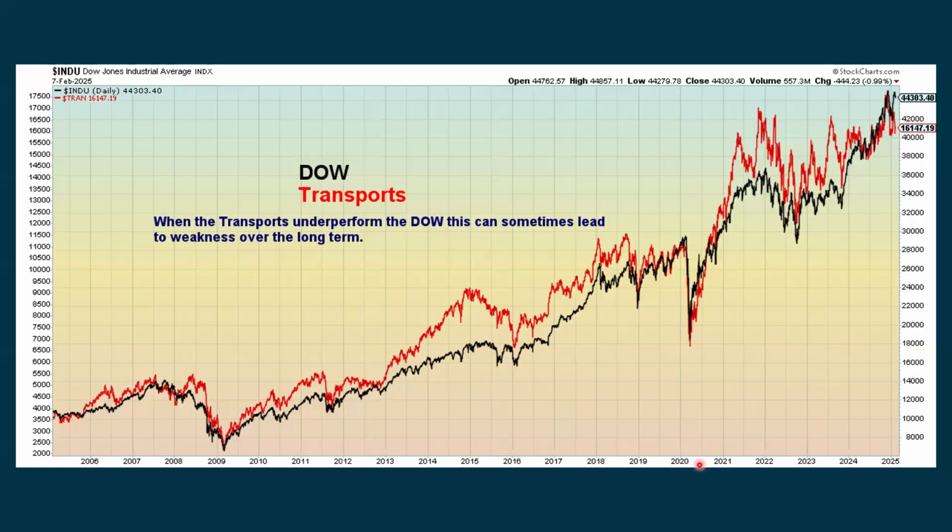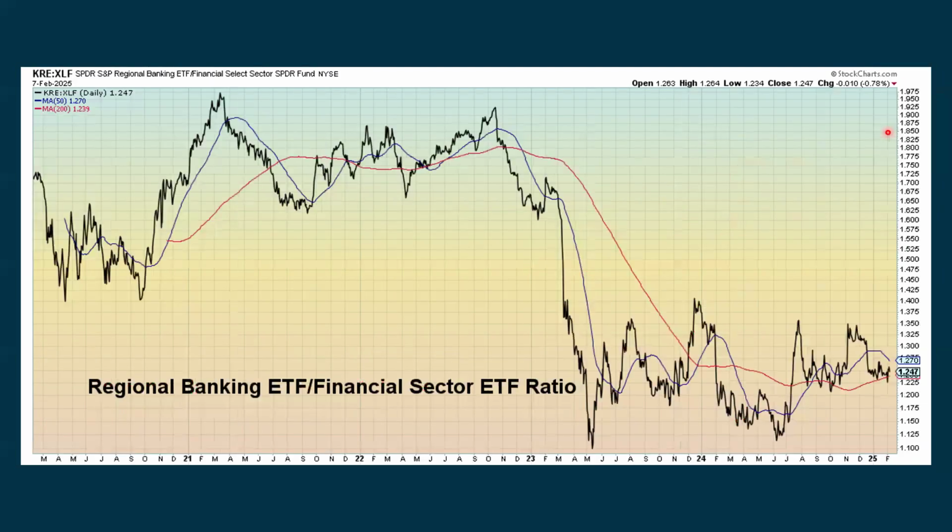And we want to keep an eye on the relationship between the Dow and then the Dow transports. The black line is the Dow, and it's clearly been outperforming the transports as they've been just going sideways lately. And we want to keep an eye on the financial sector in the bigger picture, and then the regional banks in a little bit smaller context, and then do a ratio between the two. Not really showing any strength, but not showing an awful lot of weakness right now.